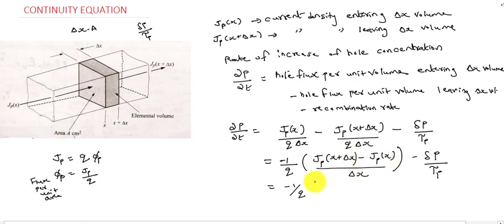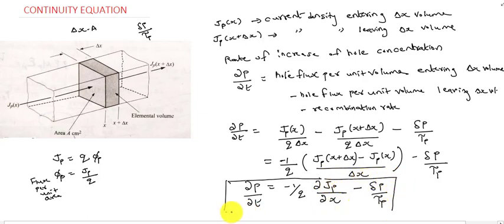This is in differential form, so this term can be replaced by dou Jp by dou x, minus del p by tau p. Actually this equation is known as the continuity equation for holes. So this dou p by dou t equation is known as the continuity equation for holes.